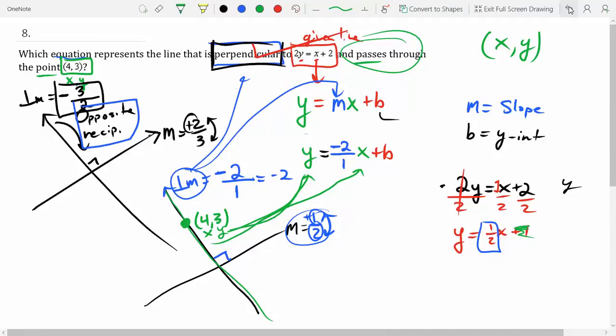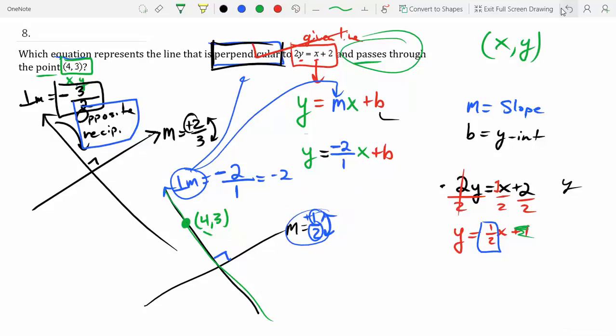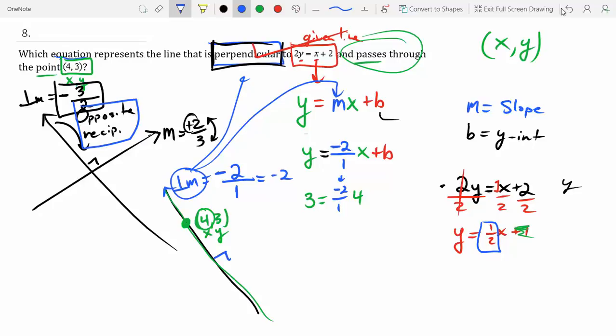So I can use those values in my equation. Wherever I see a y, I can put 3. Wherever I see an x, I can put 4. And then if I bring down that slope, -2 over 1, I'm going to write 4 as a fraction. I can see I can solve for b. I can find my y-intercept.